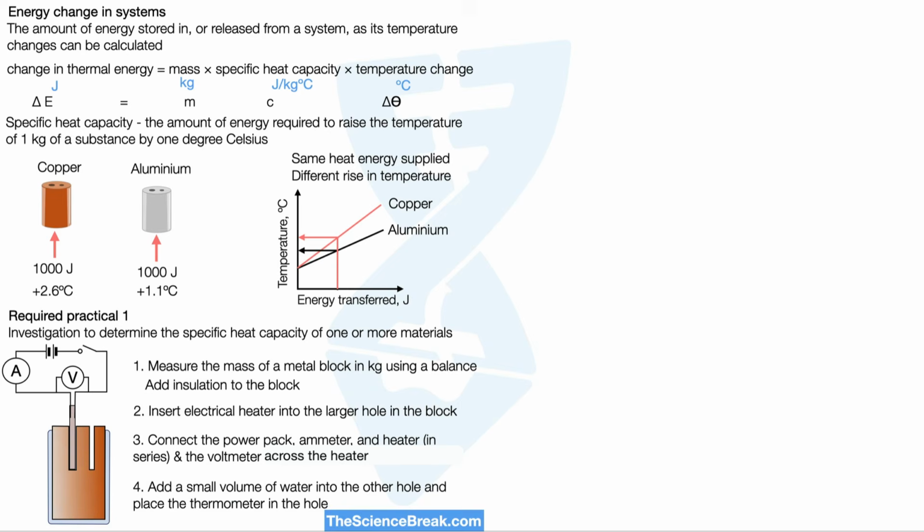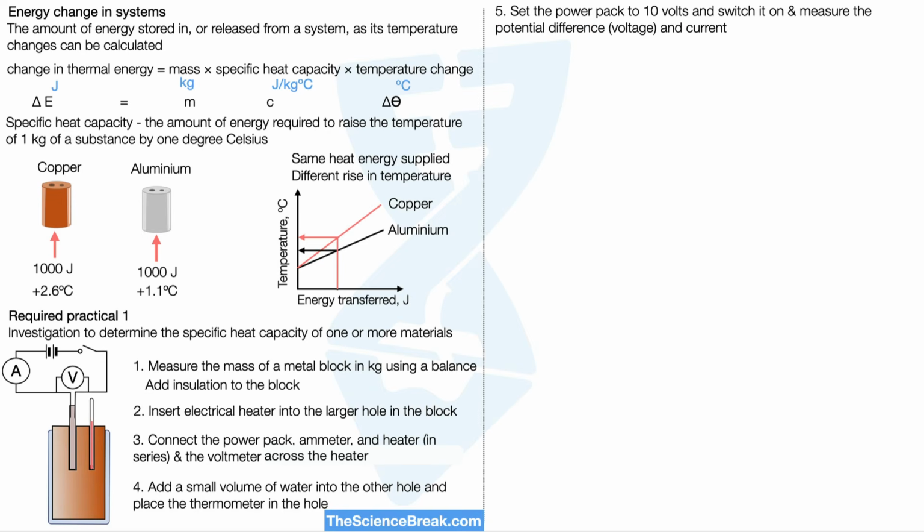We then add a small volume of water into the other hole and place the thermometer in the hole. The water is there to help transfer the heat from the block to the thermometer. Next, we will set the power pack to 10 volts and switch it on and measure the potential difference or voltage.